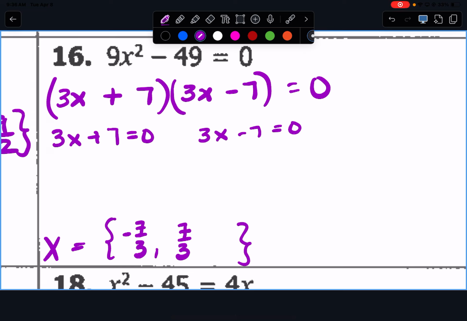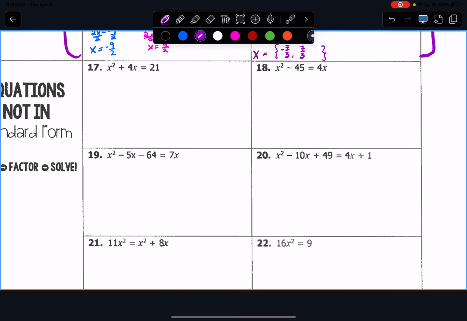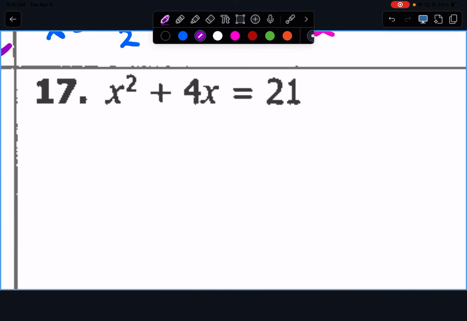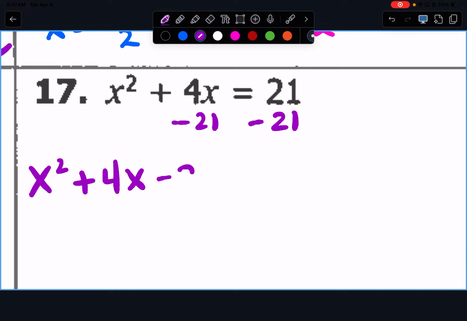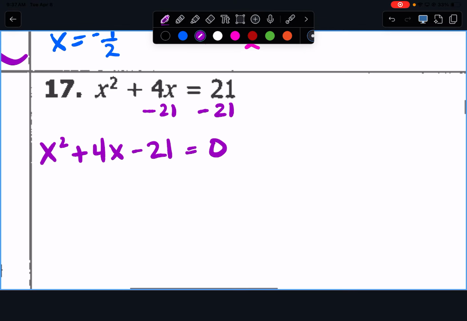All right. That last section, we're still doing the exact same thing. It's just these questions down here are not in standard form. So we have to put them in standard form and make the right side equal 0. To make the right side equal 0, I need to take this 21 and move it. What should I do to do that? Subtract 21 on both sides. So we get x squared plus 4x minus 21 equals 0. We are not going to solve all of these right now. I'm going to give you a few of them to go back and solve at the end. We're just going to go over how to put them in standard form.